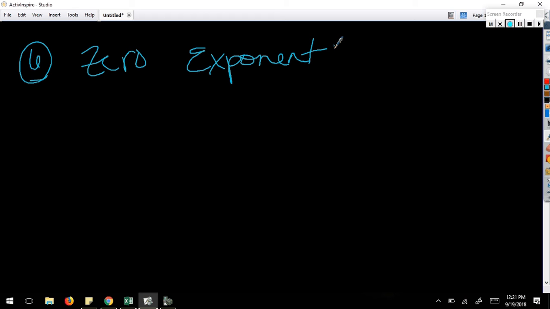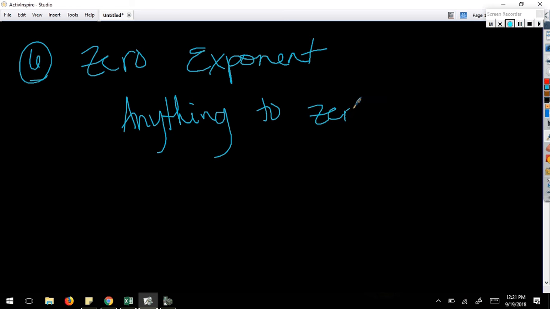Zero exponent. It's 1. That's exactly right. Something to the 0 power is 1. Anything but 0. Anything to the 0 power is 1. 5 to the 0 is 1. x to the 0, as long as it's not 0, is 1. Justin to the 0 is 1. Anything to the 0 is 1. Y'all got it?